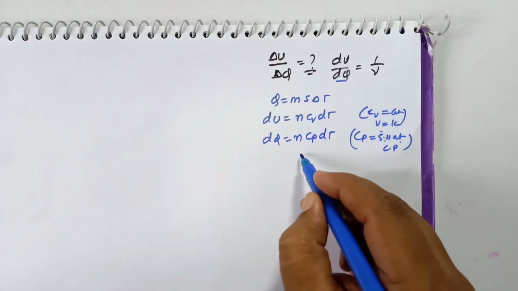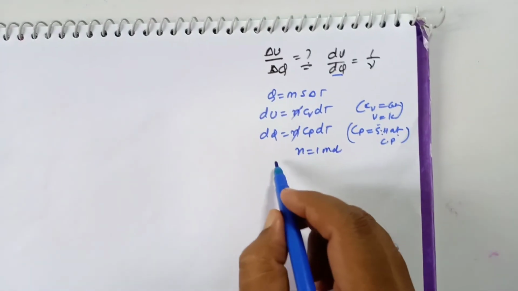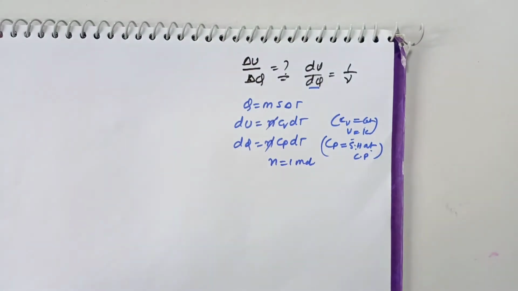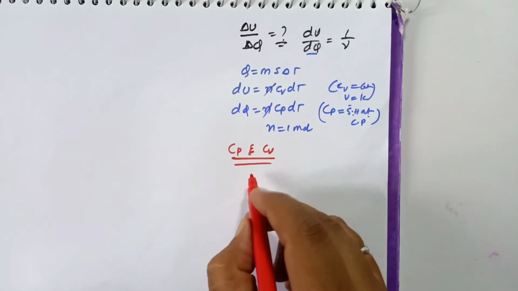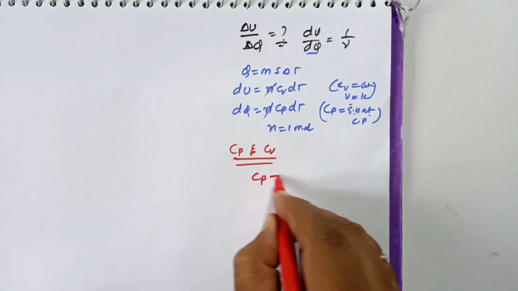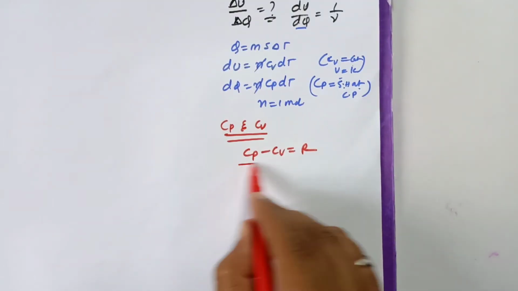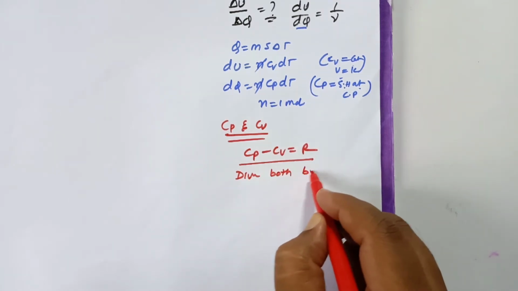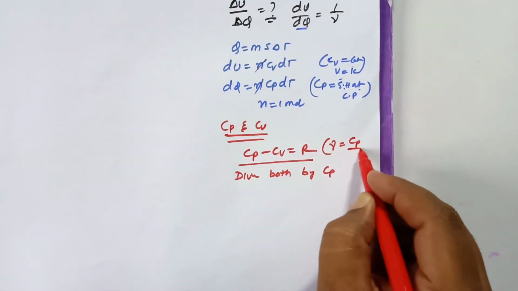Now you just see here, if n is equal to 1 mole, you did not consider n in this case. Understood? Now let us see how you are going to solve this problem. First thing is, you should find out the values of Cp and Cv. How are you going to find out the values of Cp and Cv? You just see here, you know Cp minus Cv is equal to R. Next, what are you going to do? Divide both by Cp. Understand? And you should know one more value, that is gamma is equal to Cp by Cv.